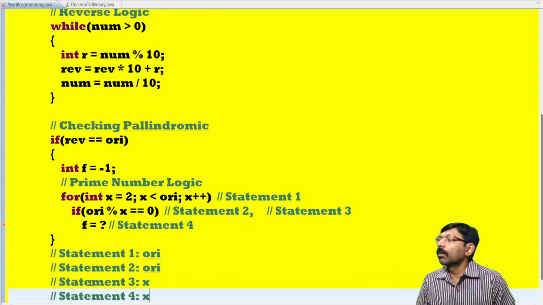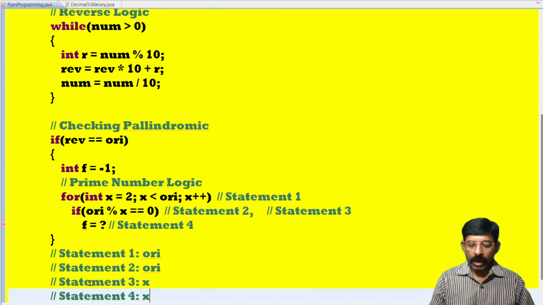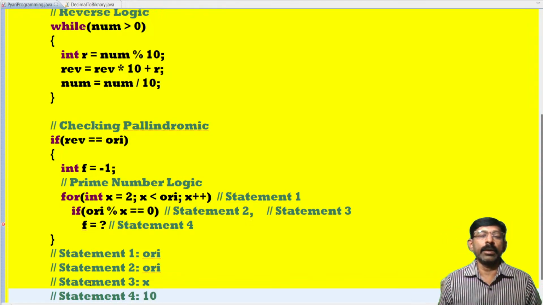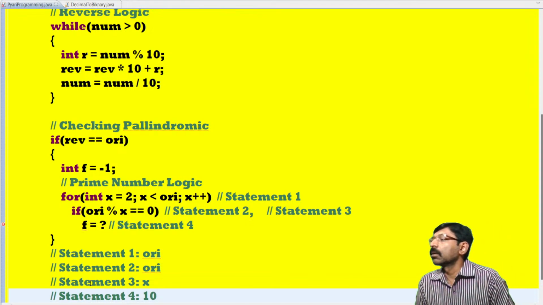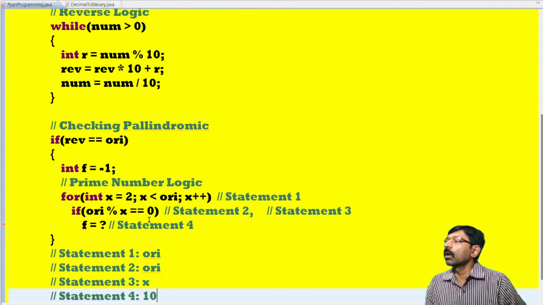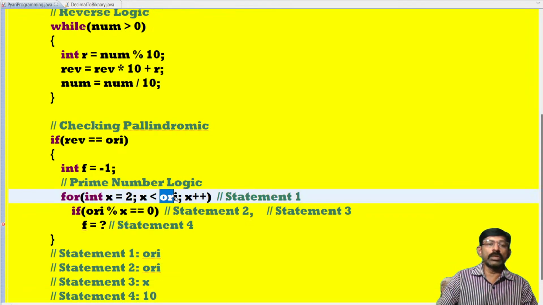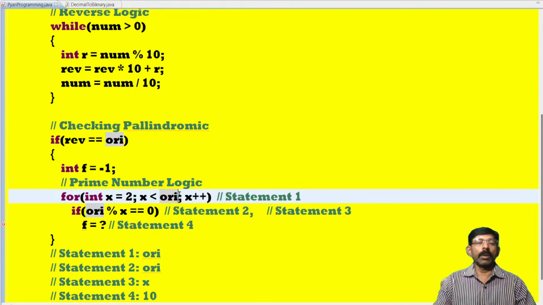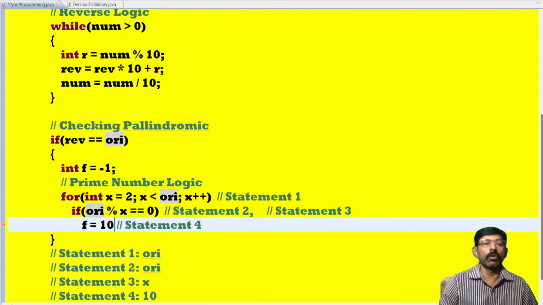Why REV? Sai Subhankar, statement 1, REV, why? Because this time we are checking pal prime. Statement 4, not x, we can take 10, 20, 50, anything. Anything we can take, Sai Subhankar. But I am really surprised, Sai Subhankar, why you have taken REV for statement 1. In statement 1, I will check whether the original number is a prime number or not. This is prime number and palindrome.